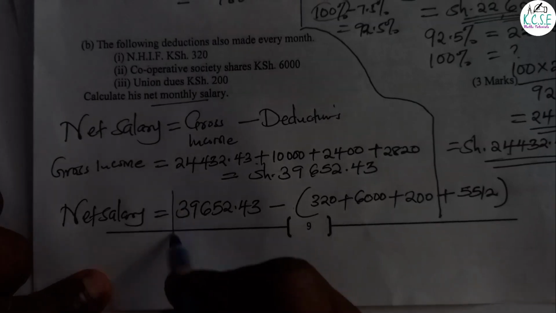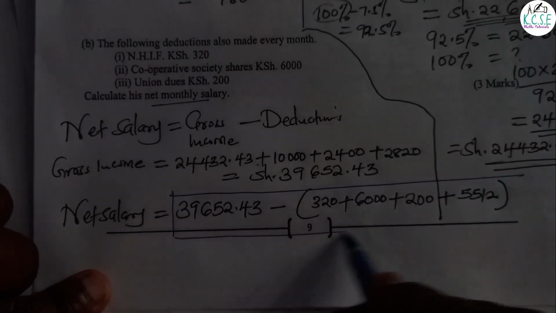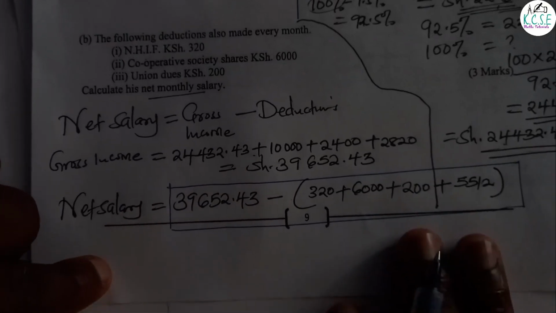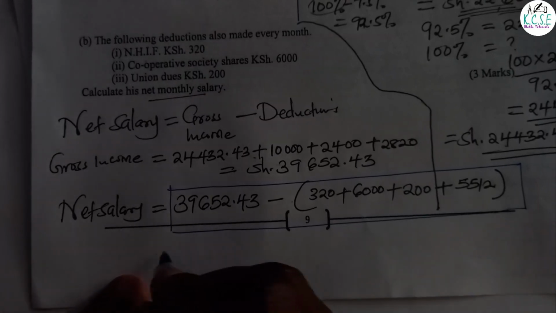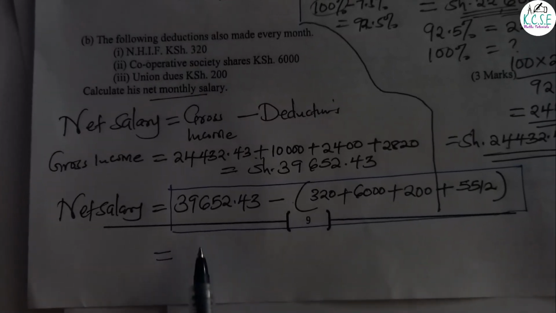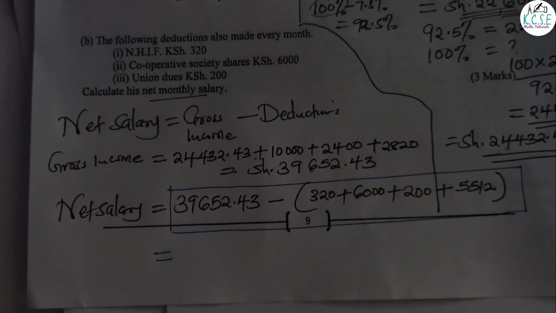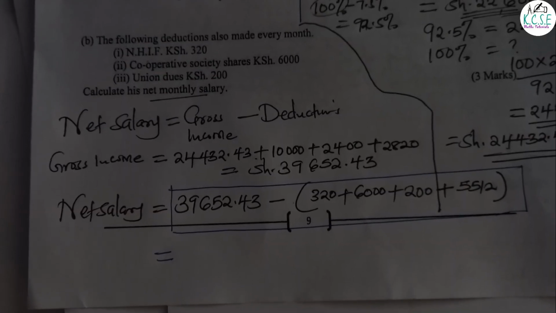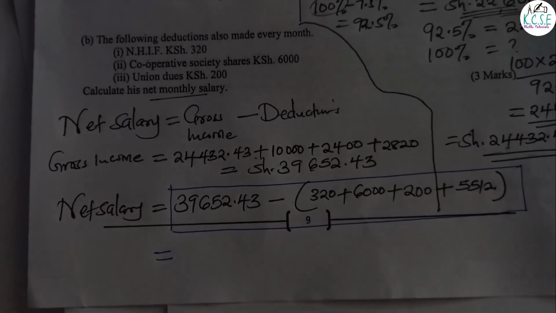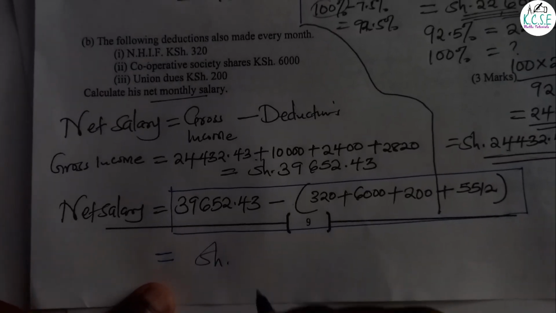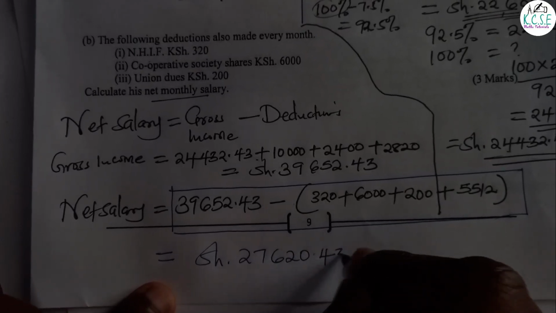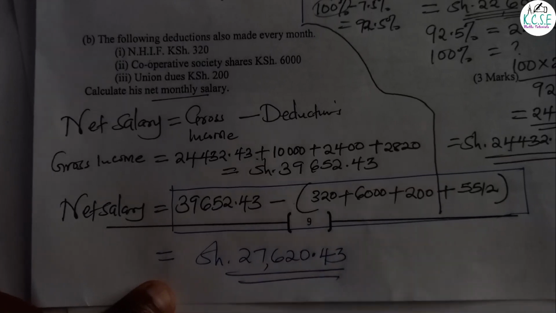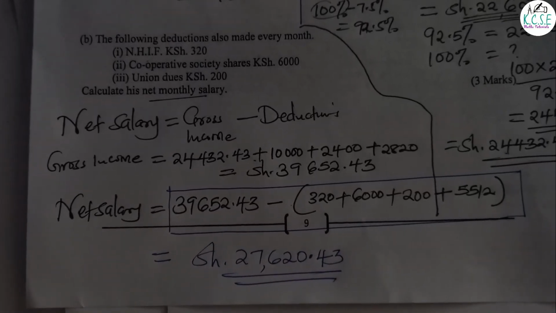So now this is what is going to give us the net salary. We work this out with a calculator: 39,652.43 minus 320 plus 6,000 plus 200 plus 5512. This will give a net salary of 27,620.43. So that is how you're supposed to solve that question. Thank you.